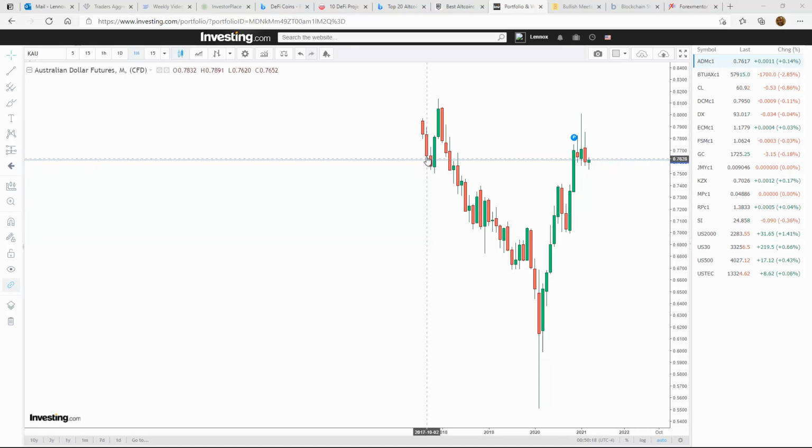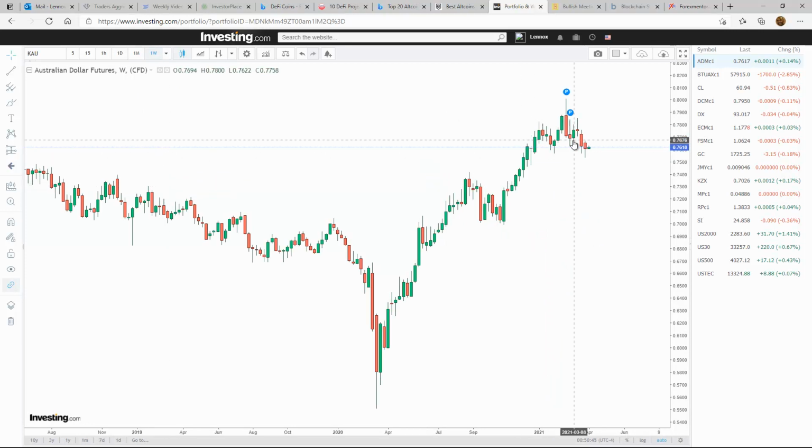Let's start off with the Australian dollar and see how it's looking coming up into this week. On the monthly time frame, we have set up a pin bar. So it looks like we're going to have a little bit of an advance going into this week, more than likely. So let's make sure. We'll drop down to the weekly time frame. Take a look at this.